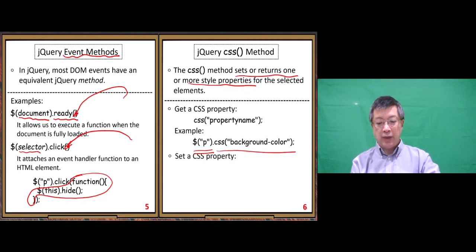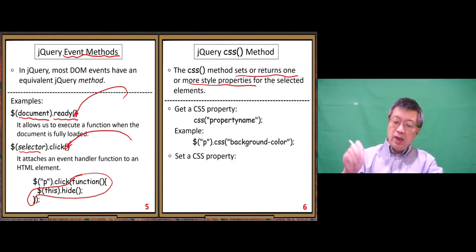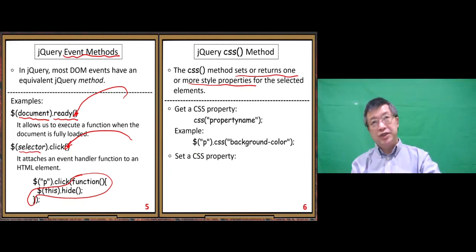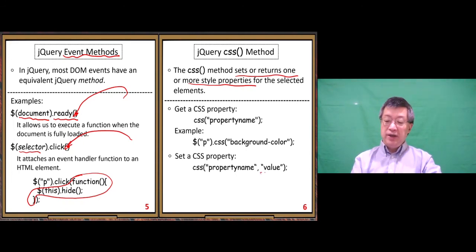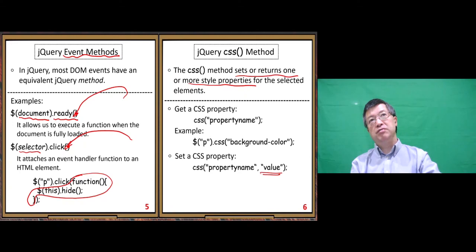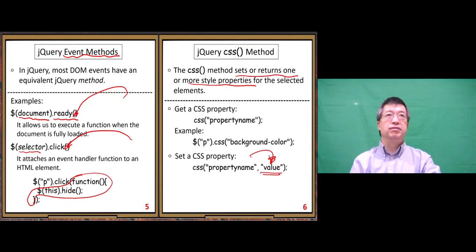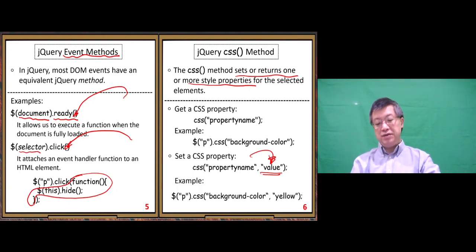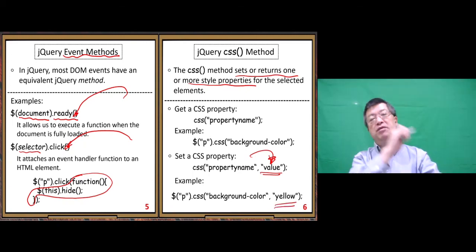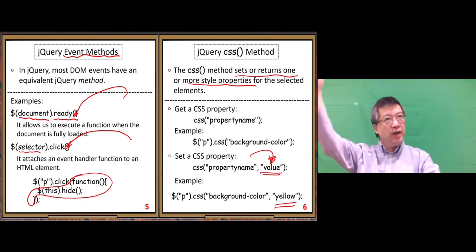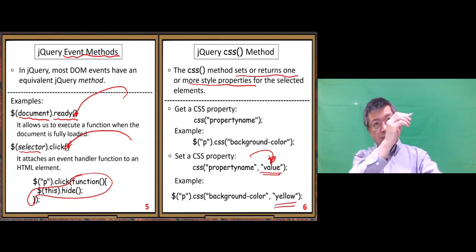Set a CSS property. Now you want to set, not just get. You want to change the property value. This time you use this version. The second parameter is the value you want to change to. It replaces the original value with this new value. That simple. For example, you can do this: background color, this time you change to yellow. Whatever the original value, red, blue, green, now you select that element and change it to a new color.